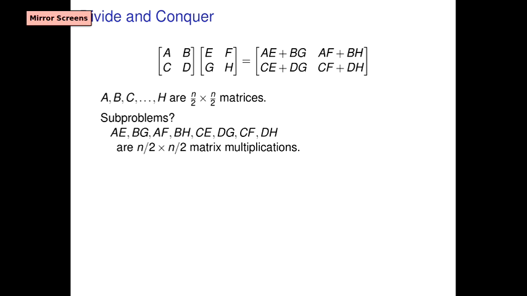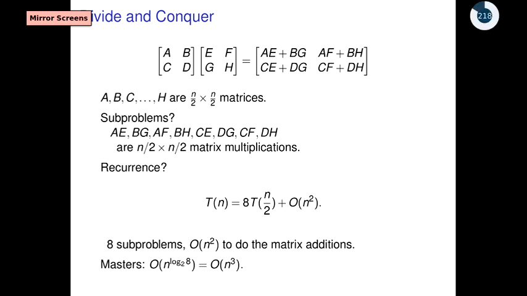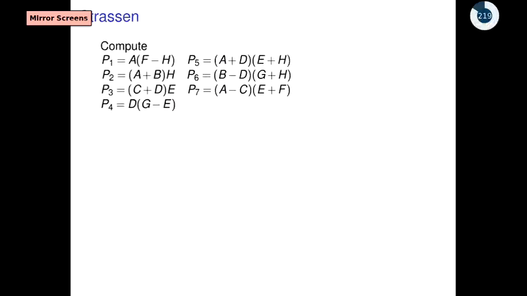So the recurrence is T of n is 8T of n over 2 plus O of n squared. We know there are 8 subproblems, and there's n squared time to do the matrix additions, because you have to add up the results of these subproblem calls. We could just plug into the master theorem: n to the log base 2 of 8, which is n cubed, which is no better than what we did before. But now let's do something bizarre.